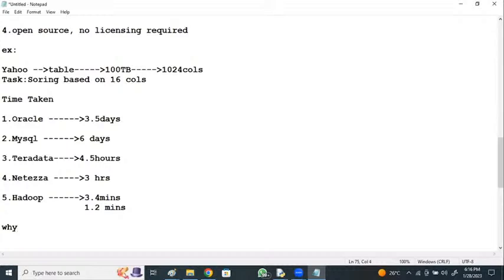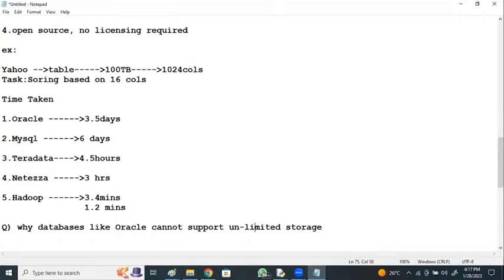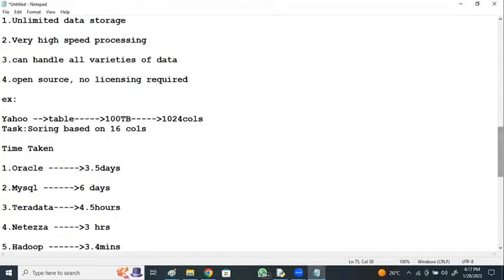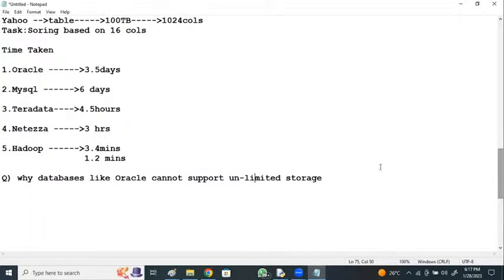You may ask why databases like Oracle cannot support unlimited storage, and why only Hadoop can. Hadoop follows master and slave architecture, a single master and multiple slaves, meaning a single master and multiple slave systems.